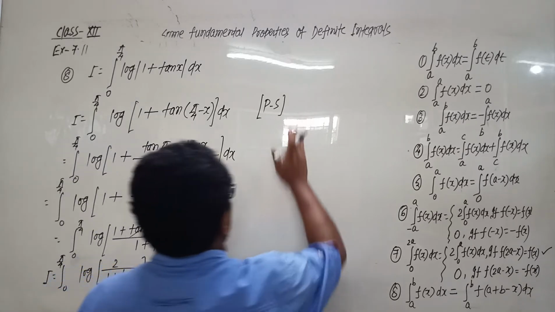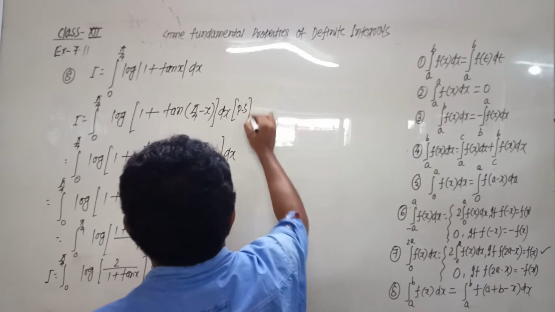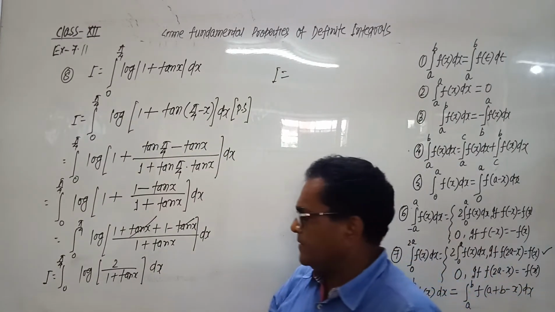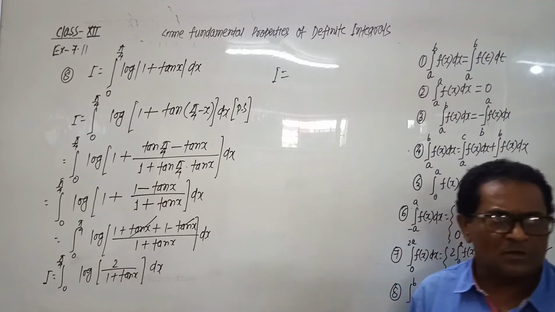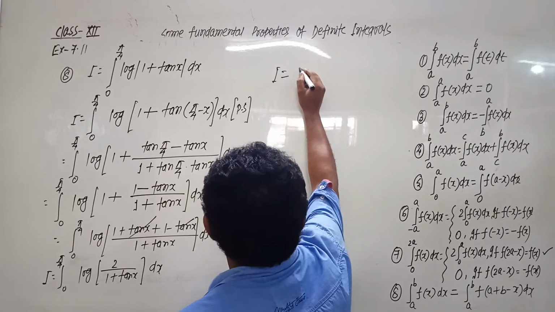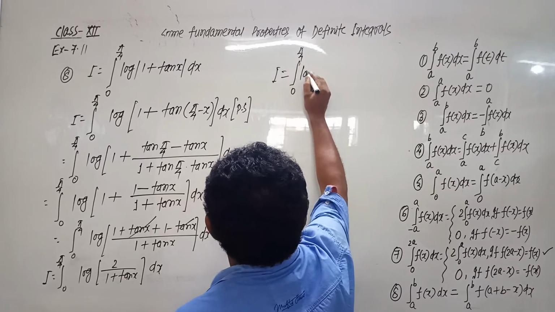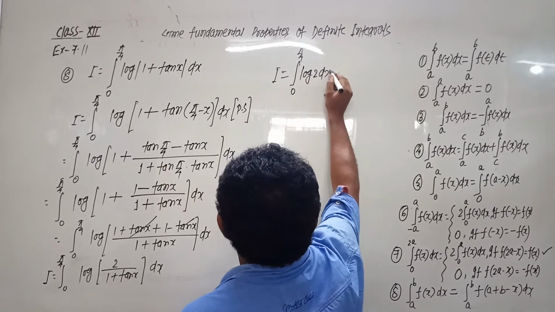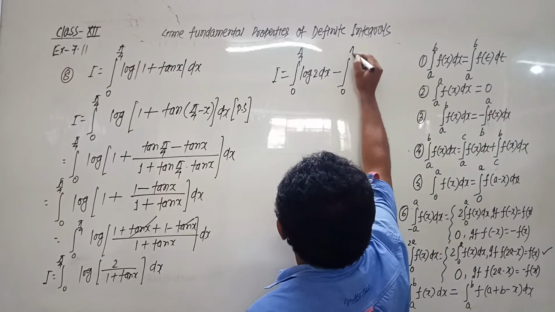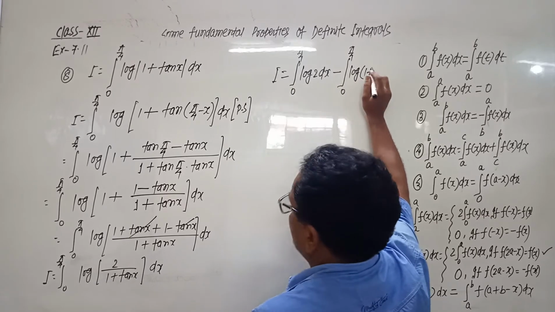Now I equals, we use the property log a by b. So log a by b is written as log a minus log b. So integration 0 to pi by 4 log 2 dx minus integration 0 to pi by 4 log 1 plus tan x dx.